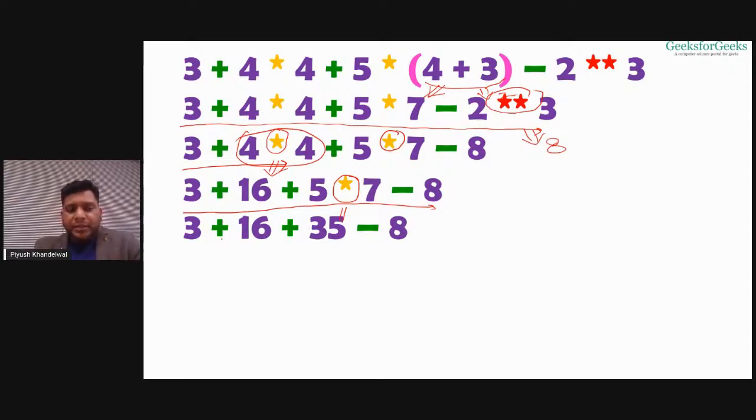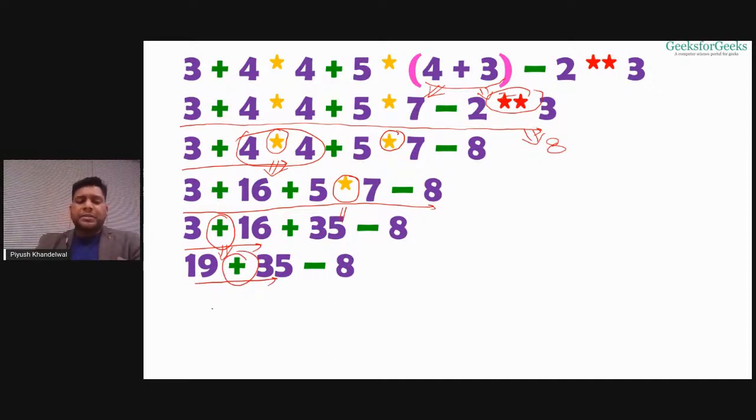Again, in this expression we have two addition operators and one subtraction. Addition and subtraction have the same precedence. Now the question is, which one will be evaluated first? Because all the operators have the same precedence, the one from the left-hand side that is encountered first. So this addition, 3 plus 16, which is 19, will happen first. Now we have one addition and one subtraction with the same precedence. Which one will be evaluated? The one that is encountered first from the left. So this one is the first operator, and we have 19 plus 35.